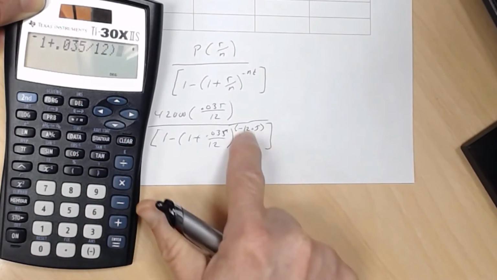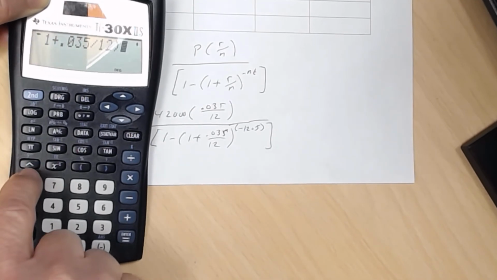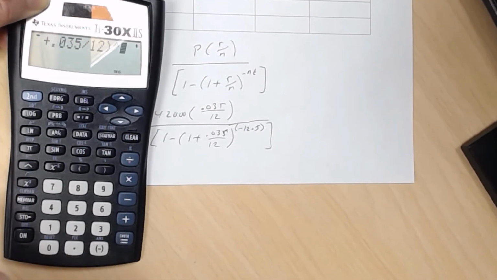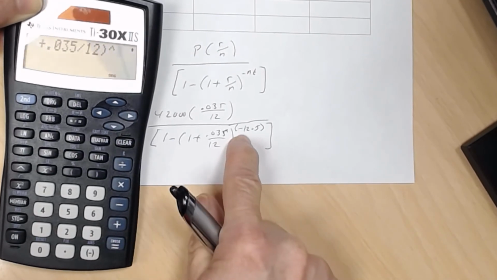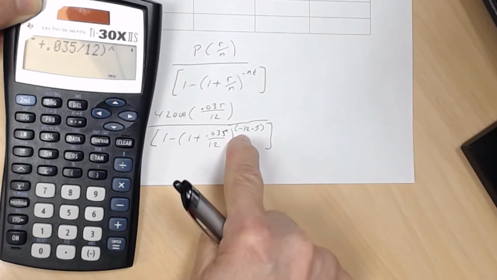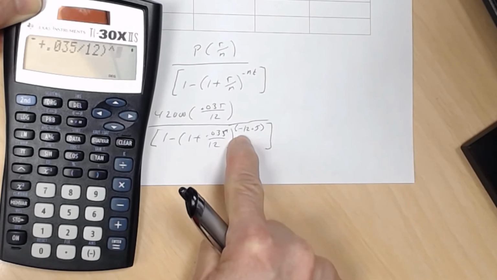Now I'm raising it to this exponent, so I have to press my exponent button right here and put that in parentheses. Some of you forget about the parentheses. You should not forget about the parentheses. Write that parentheses so you don't forget about the parentheses.